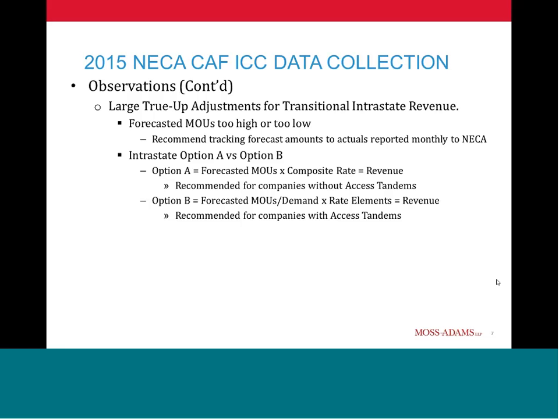Option A works well for those companies without access tandems that aren't billing any direct trunk transport revenue. But we would recommend you use option B for those companies with access tandems due to the calculation of direct trunk transport revenue. How we develop the demand units for direct trunk transport is we take the billed direct trunk transport revenue divided by the direct trunk transport rate during that period of time, and that allows you to back into the demand units that you use for forecasting the direct trunk transport revenue for the next tariff period.